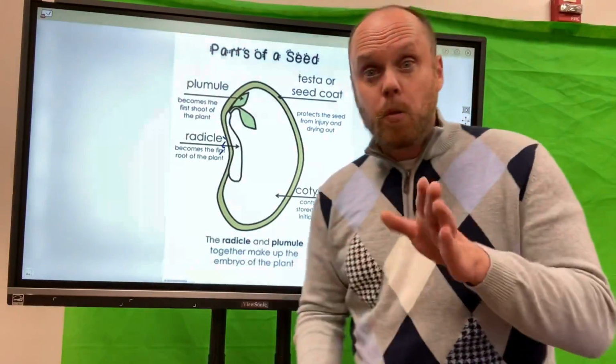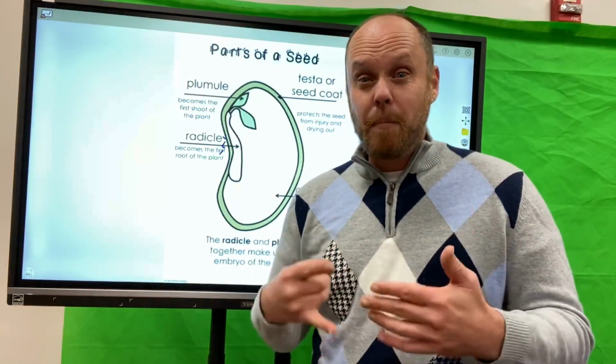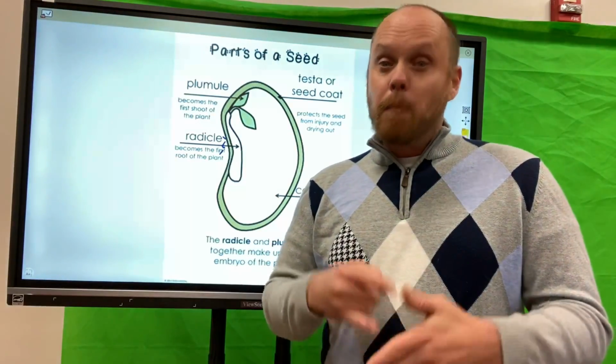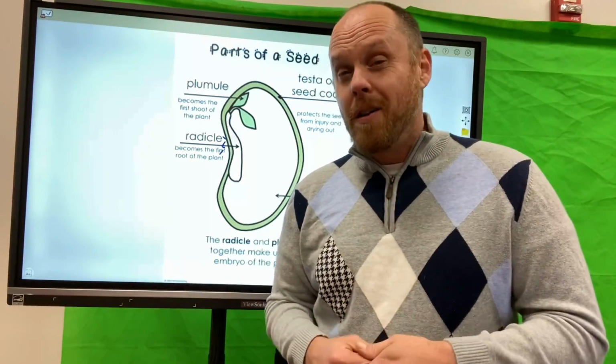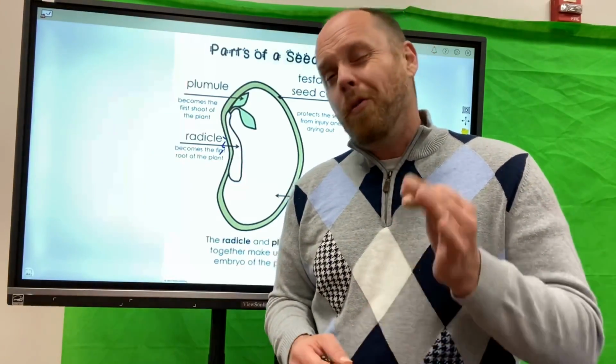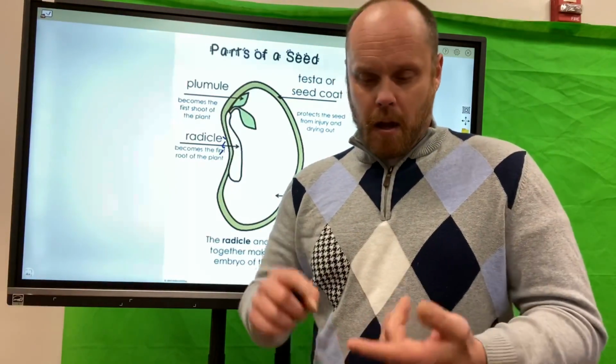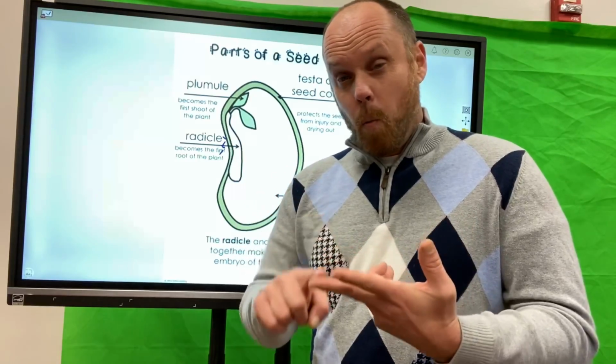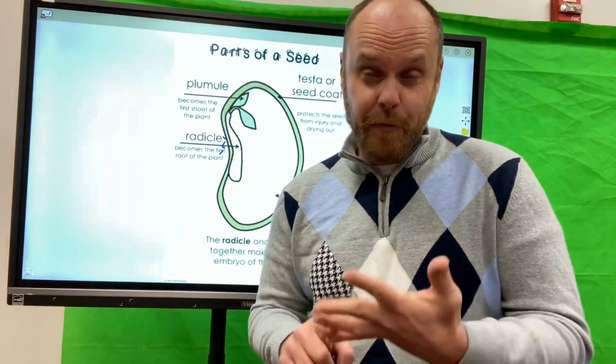Now, throughout this week, what we're going to be doing is learning about the different parts of the plant. Tomorrow, we're going to be focusing and doing an experiment on the stem. So if you want to do this experiment, the only thing you're going to need is some celery, some water, a cup, and maybe some food coloring.